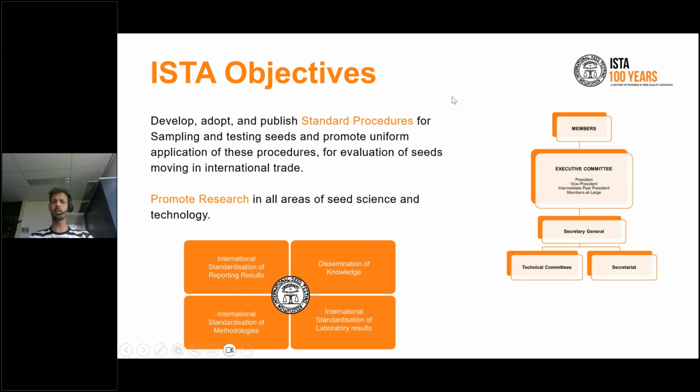So how is ISTA organized? Of course, it consists of its members, but it has an elected executive committee with a president, a vice president, and also an immediate past president. In the executive committee, there are also a number of committee members, the members at large, who help in maintaining the objectives of ISTA and keep them in place.